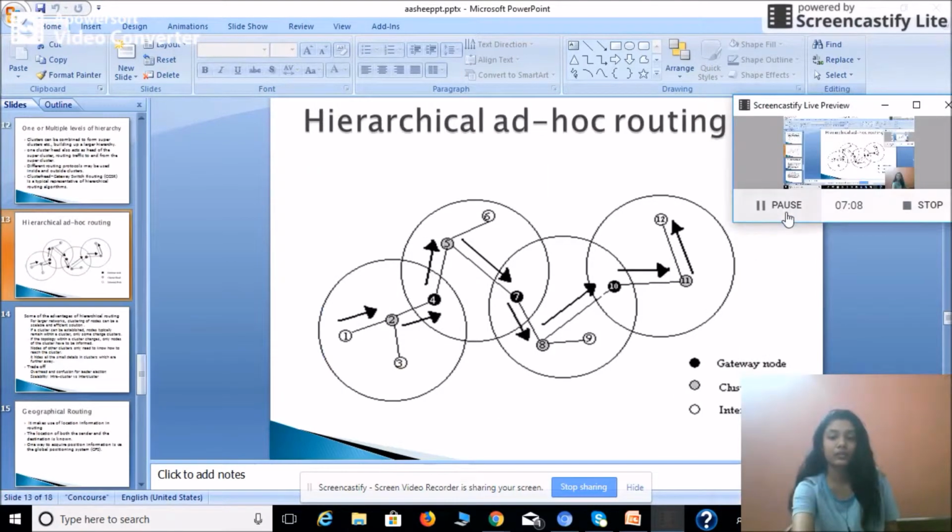In this diagram of hierarchical ad hoc routing, we have four clusters 1, 2, 3, and 4. The second, fifth, eighth, and 11th nodes are the cluster heads of the respective circles, and the others are internal nodes. The black shaded nodes 4, 7, and 10 are the gateway nodes which communicate between the two clusters. I hope you understand this well.